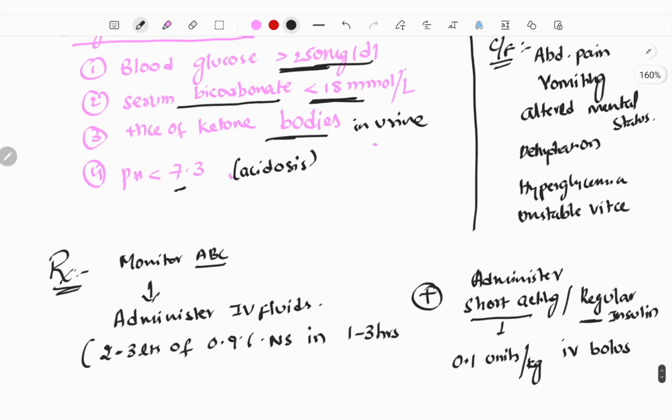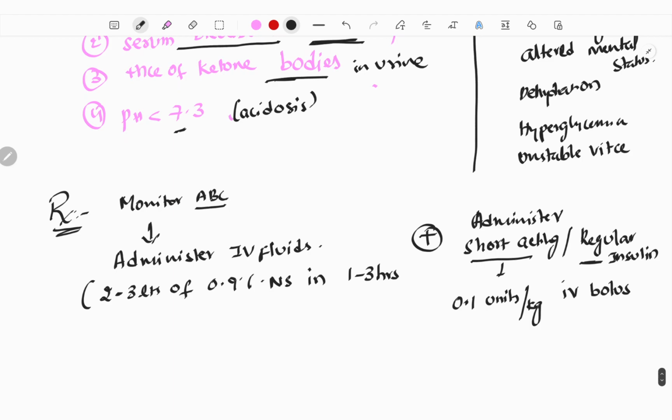This diabetic ketoacidosis patient came to the clinic with the symptoms of altered mental status and dehydration. So we are correcting this dehydration by IV fluids, and hyperglycemia is corrected by using this short acting or regular insulin. How much we gave? 0.1 units per kg IV bolus, and IV fluids we have given 0.9% NS 2 to 3 liters initially in 1 to 3 hours.